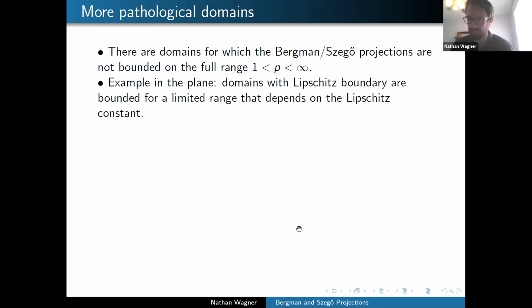And this is again a paper by Lanzani and Stein, and it's really interesting because the range of exponents for which the projection operators are bounded depends on the Lipschitz constant of the domain. So I think that's pretty interesting.